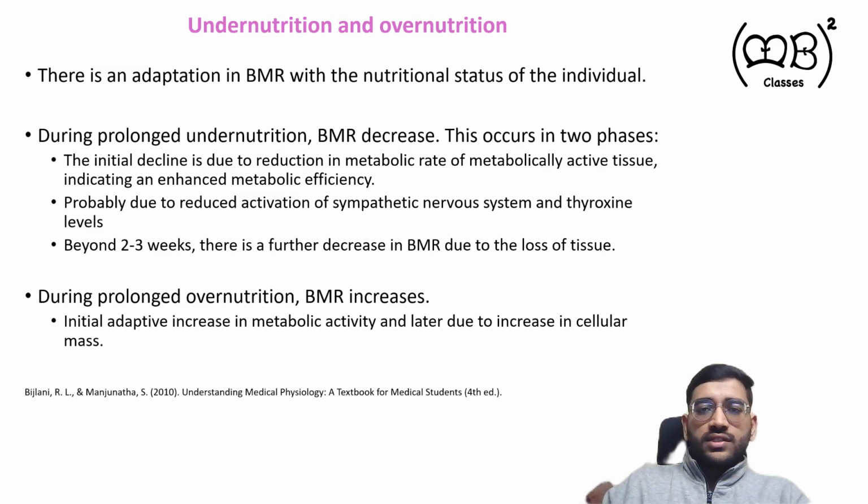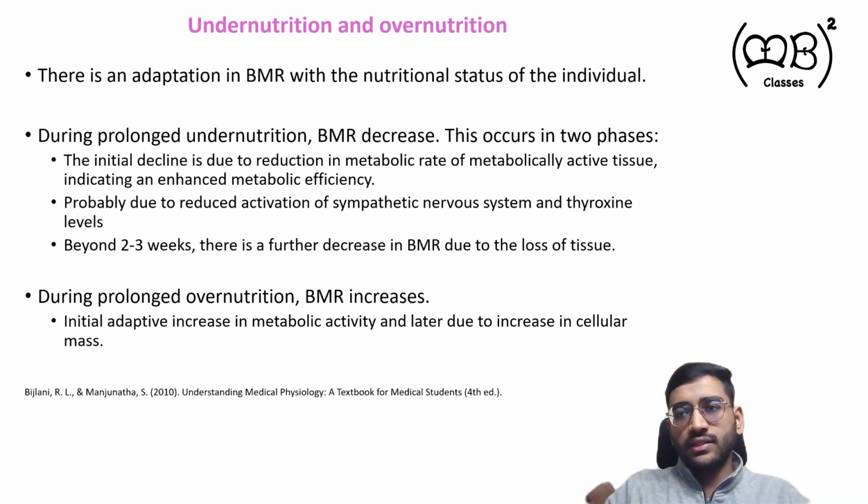Undernutrition and overnutrition would cause an adaptation in the cells of the body, and thus BMR would change correspondingly. So, during prolonged undernutrition, BMR decreases. This happens in two phases. This does not happen in one go. The initial decline has a different reason than the later decline.